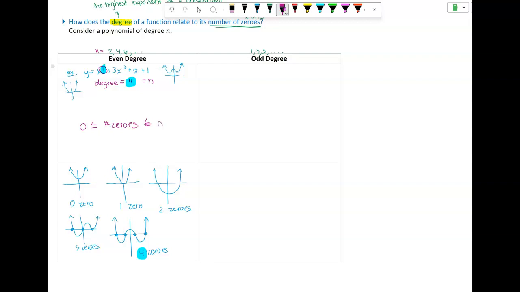Okay, so if this polynomial has a degree of 6, we can go from 0, 1, 2, 3, 4, 5 to 6, and 6 would be the maximum. Okay, so that's the even degrees. But that's not what it's going to look like in the odd degrees. In the odd degrees, for example, as y equals x cubed plus x minus 4, the degree in this case is 3, and that's going to be our n, right?